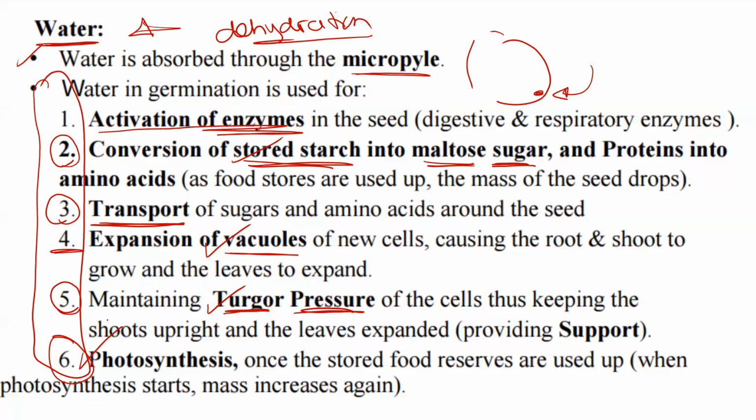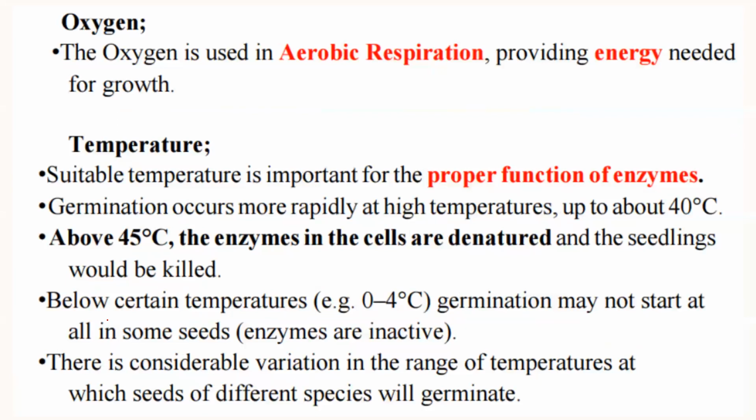Okay? Now, the second requirement for germination, oxygen. Oxygen is needed for what? For aerobic respiration, because we said that the seeds, in order to germinate, we start by aerobic respiration. We break down the food and the stored cotyledons with the help of oxygen to give us energy so that we can grow. So oxygen is needed for germination, for aerobic respiration. That's the only use for oxygen.